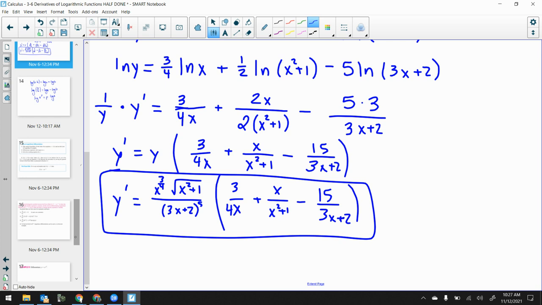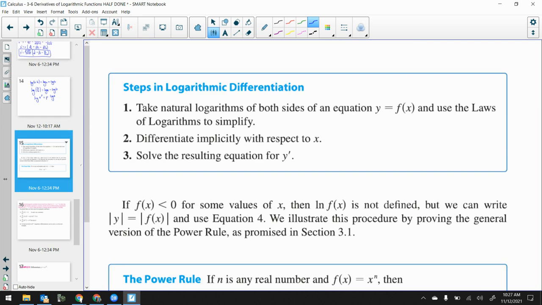Right. So this is just to kind of summarize our steps in logarithmic differentiation. First step would be to take the natural log of both sides, and that's really what makes this a little bit more simple.